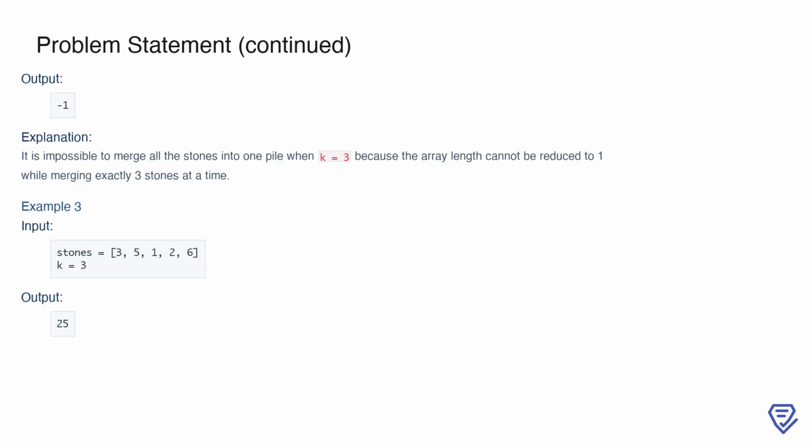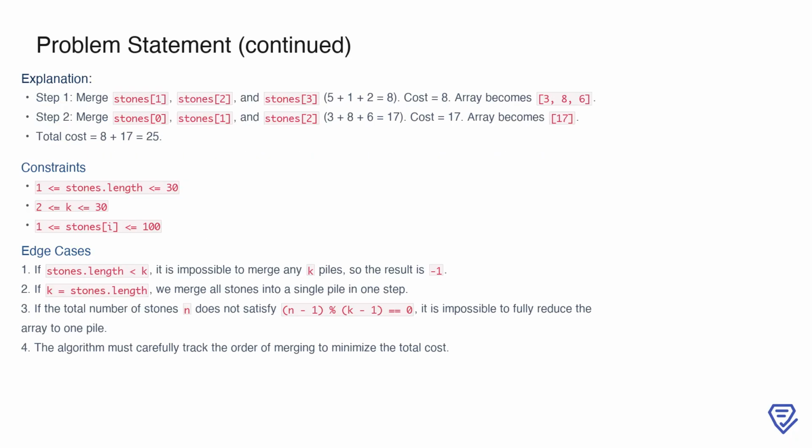Next, consider another example with stones equals 3, 5, 1, 2, 6, and k equals 3. Here, it is possible to merge the stones into one pile while minimizing the total cost. For the input stones equals 3, 5, 1, 2, 6, and k equals 3, the process unfolds as follows. In the first step, we merge the 3 consecutive piles 5, 1, and 2, which have a combined weight of 8. The cost of this move is 8, and the array becomes 3, 8, 6.